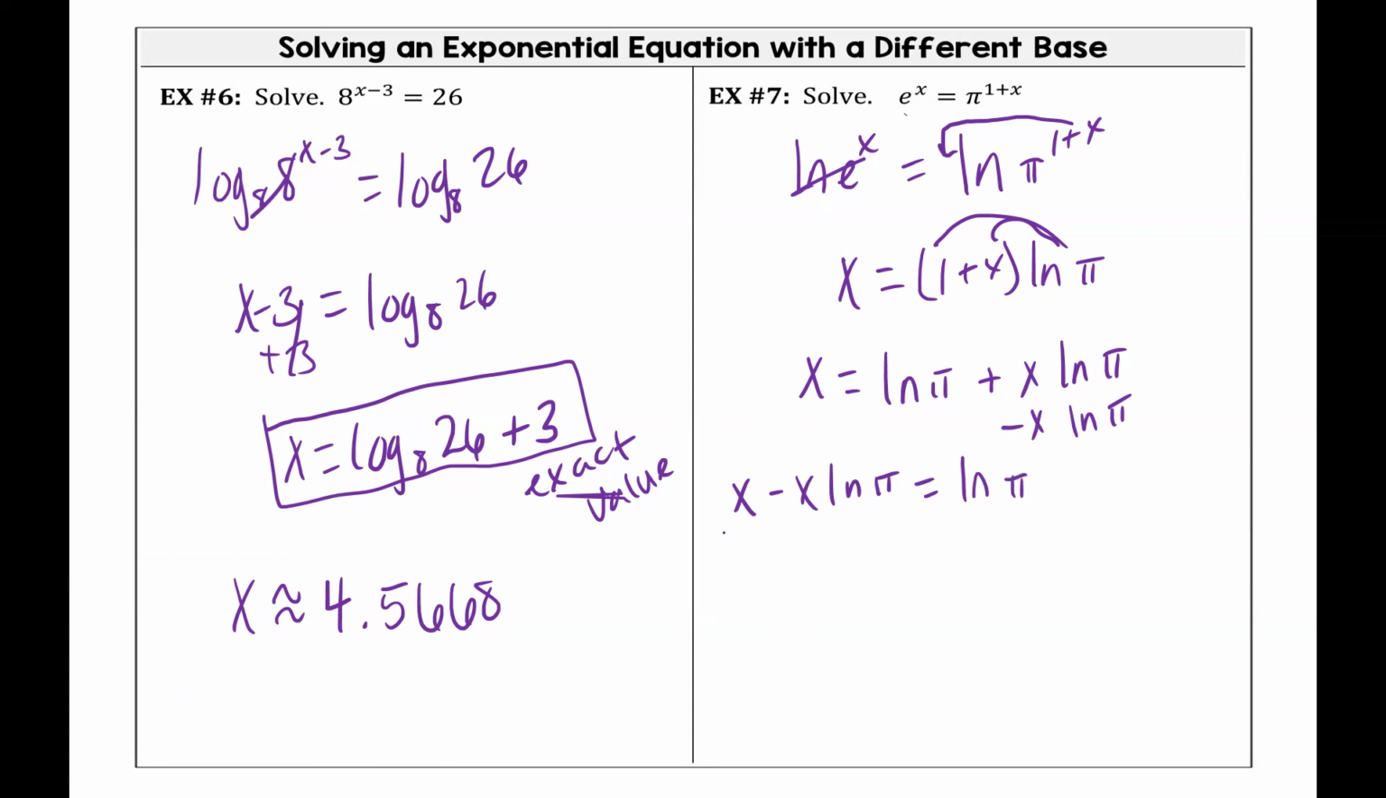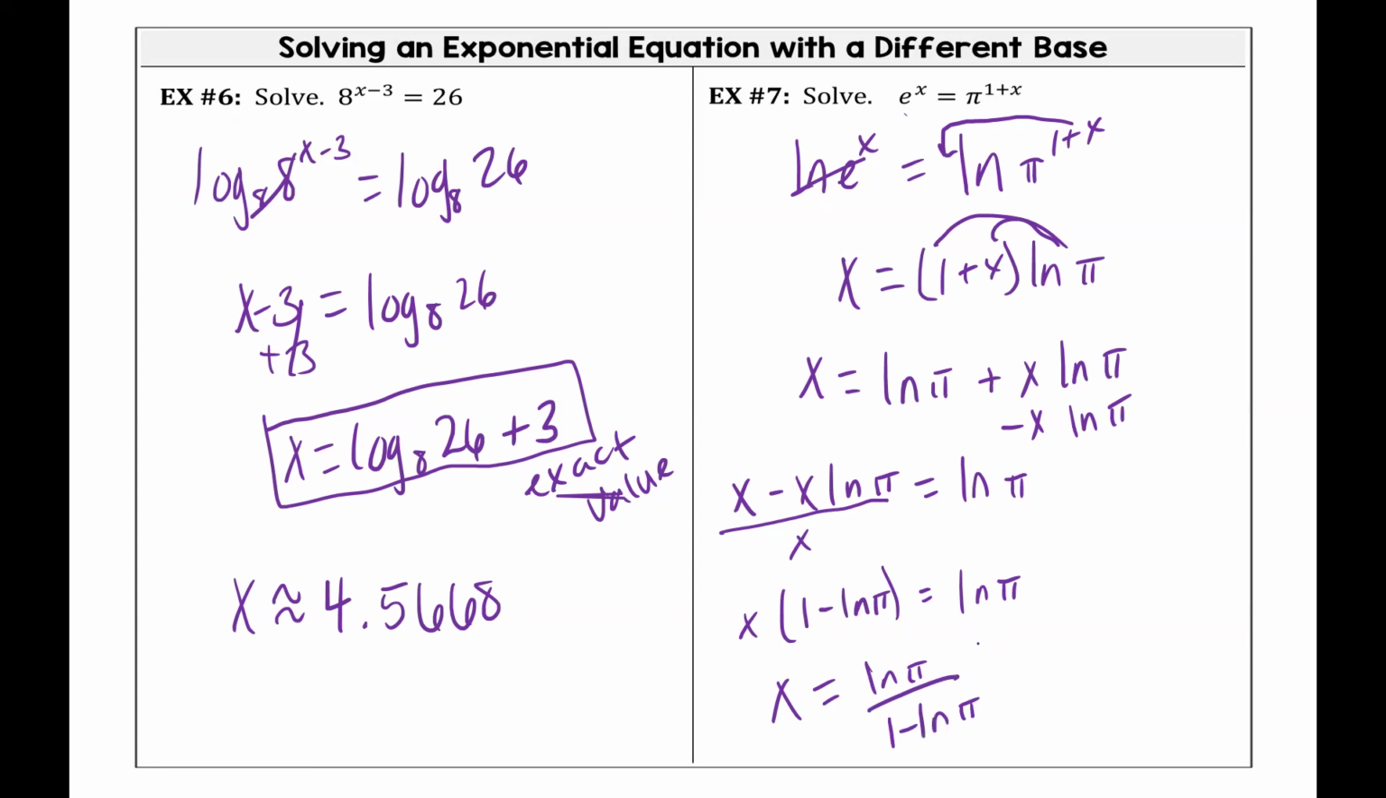I'm going to factor out x. And when I factor out x, I'm left with x times 1 minus natural log of pi equals natural log of pi. So therefore, x equals the natural log of pi divided by 1 minus the natural log of pi.